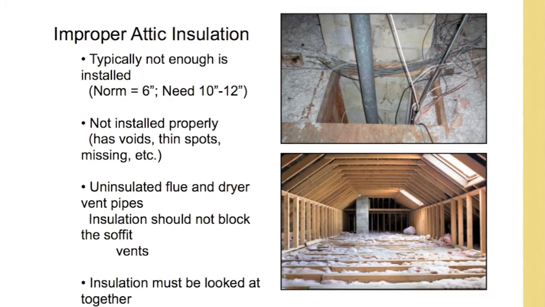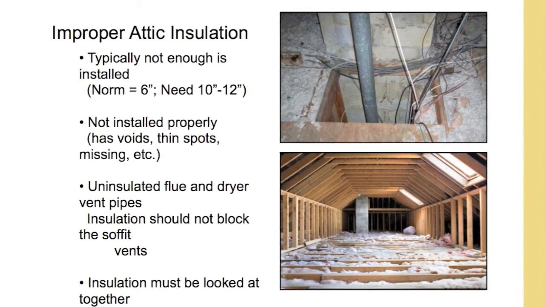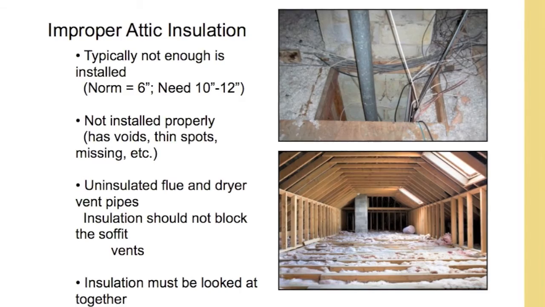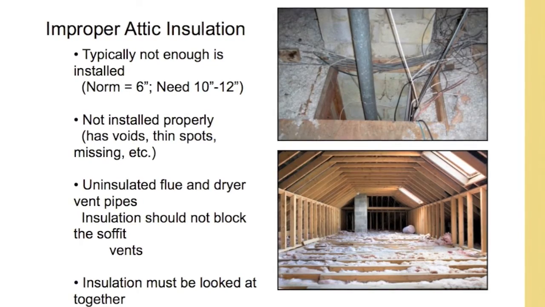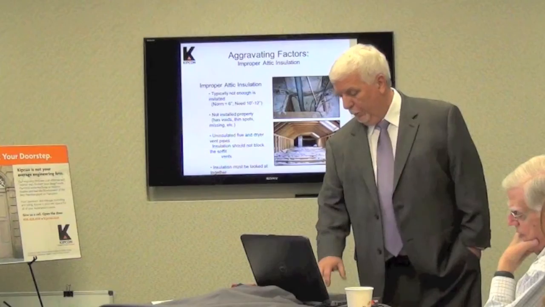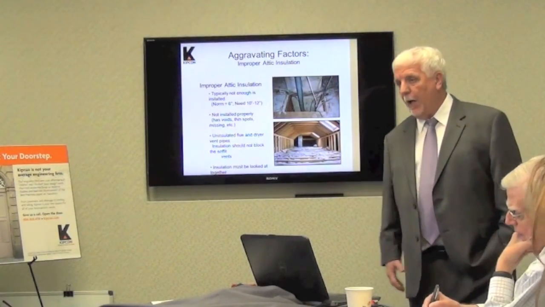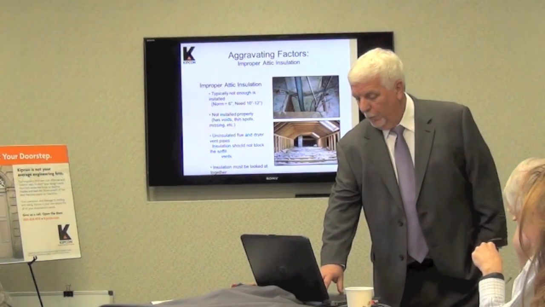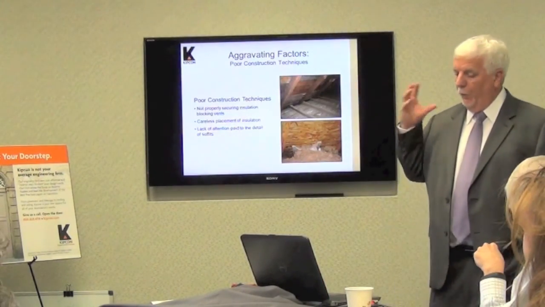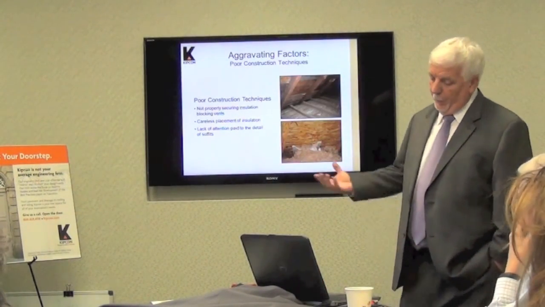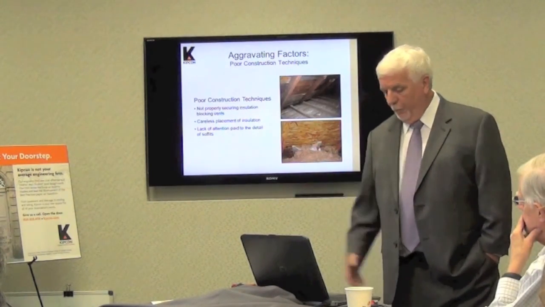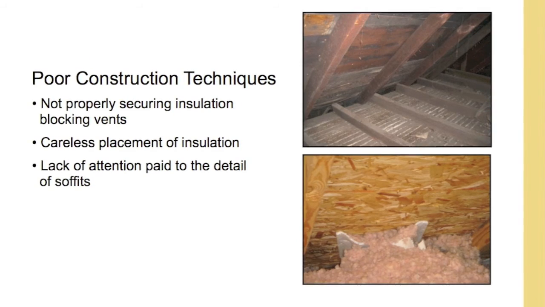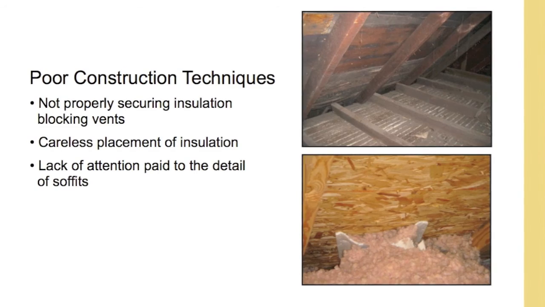Uninsulated penetrations such as dryer vents and flue vents are common, and it's very typical for insulation to block the soffit vents. They just shove the insulation in without a baffle or anything to allow airflow through there. Recessed lights also throw a lot of heat into the attic if they're not insulated properly. So all of those things will add to the heat buildup inside the attic and allow the situation to occur. The soffits are usually blocked, and the insulation's carelessly put in place, leaving voids and everything.